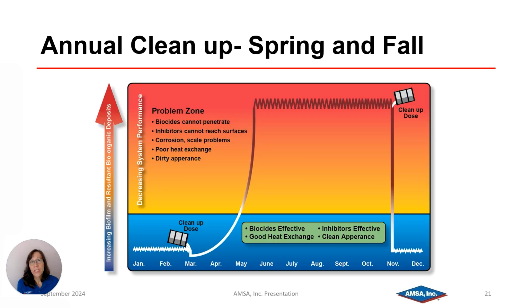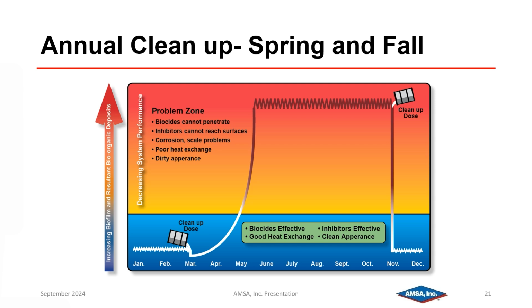I'm going to talk about different ways that you can dose AMSA products, and to do that, I am going to use the chart on this slide. The y-axis on this chart represents increasing levels of biofilm and thicker deposits. You can see that it goes from the blue zone, where biocides are effective, there's good heat exchange, the inhibitors are effective, it looks clean.